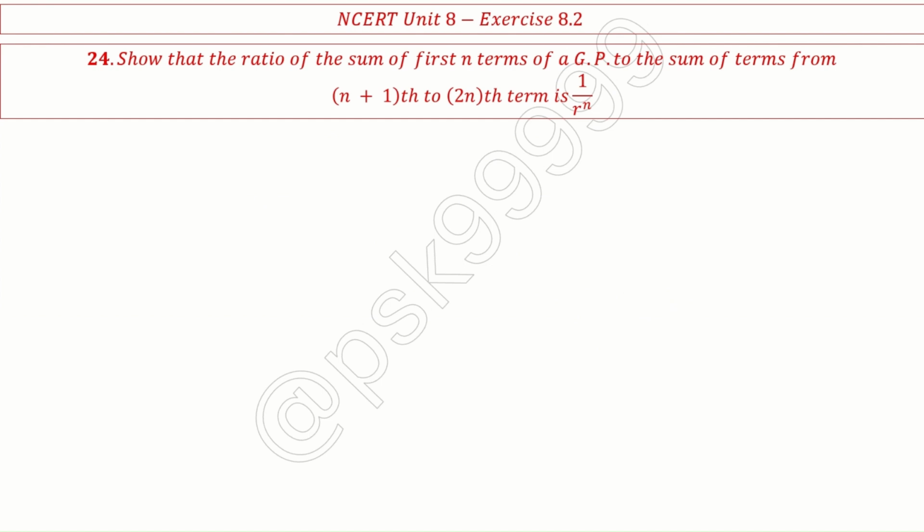Next, show that the ratio of the sum of the first n terms of a GP to the sum of the terms from n plus 1 to 2n, the 2nth term, is 1 by r to the power of n.